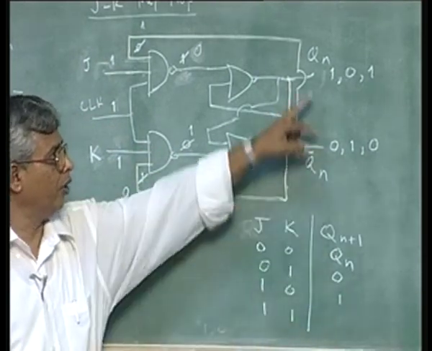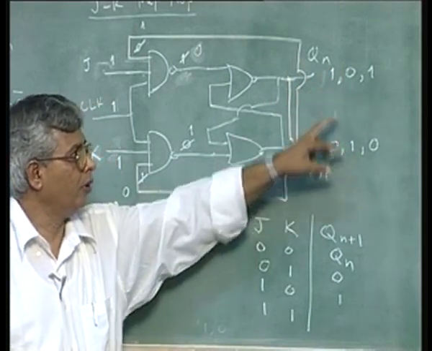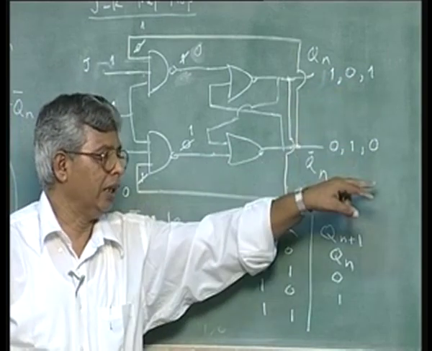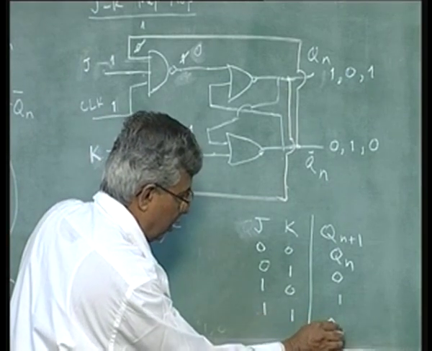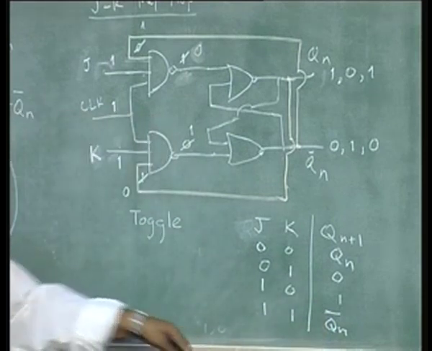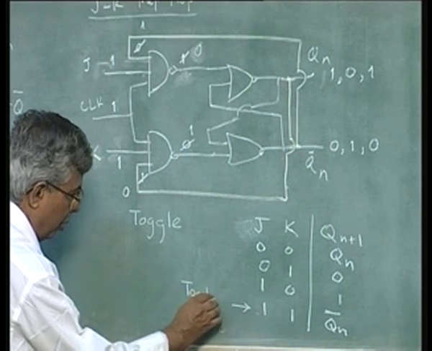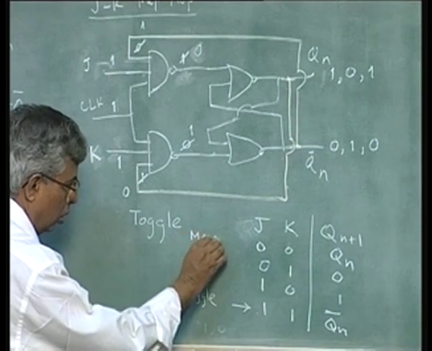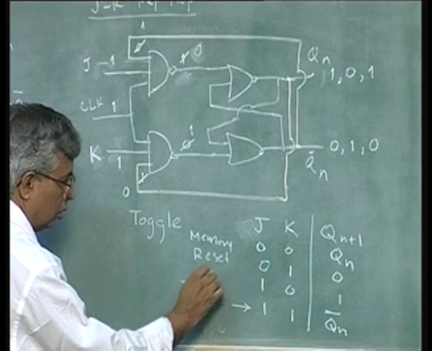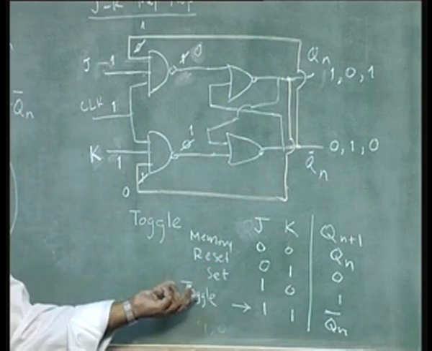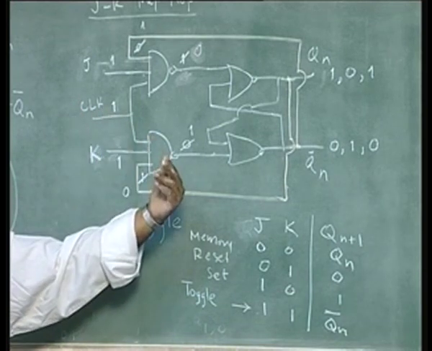If the output is 0 here and 1 here, it will become 1 here and 0 here, or if the output is 1 here and 0 here, it will become 0 here and 1 here. That means the output toggles for the condition of 1 1. So, we will call it Qn bar, that means whatever was Qn, the complement will be the output. This condition is what I said is the toggle condition. This is a memory condition, this is a reset condition, this is a set condition. The toggle condition is a desirable condition, as against S equal to 1, R equal to 1, which is not permitted in the case of the SR flip flop.